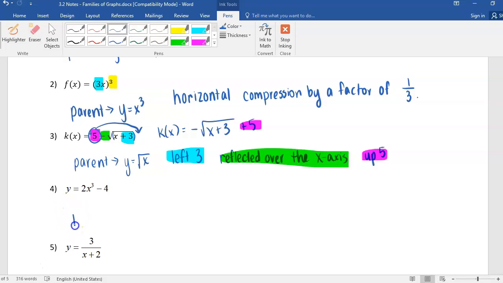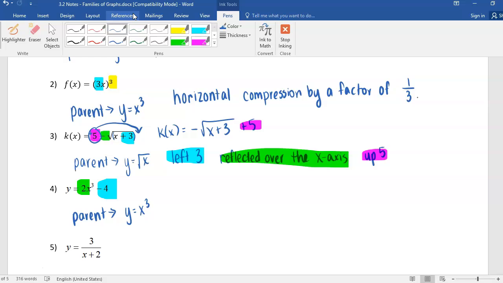All right, let's look at 4, our parent graph. Emily, what would be our parent graph for number 4? Very good. The y equals x cubed. So that cubic function is our parent graph. So the differences that we have are a minus 4 over here. We also have a 2 that is multiplied by the x to the third. So we got 2 transformations that have happened to this graph.